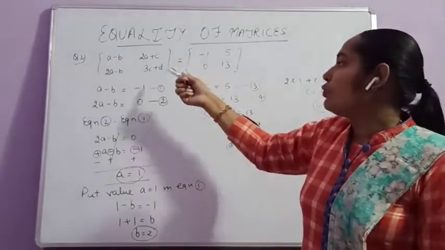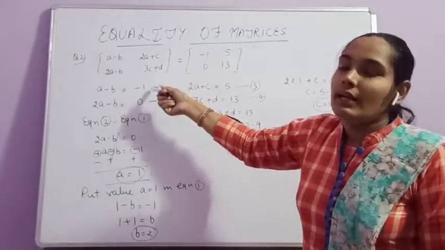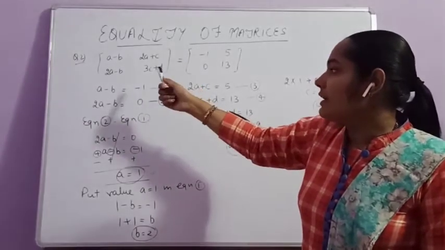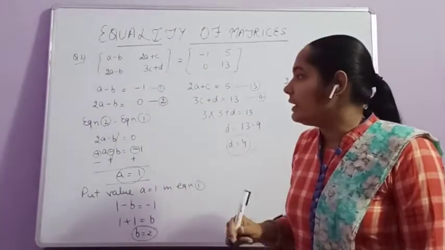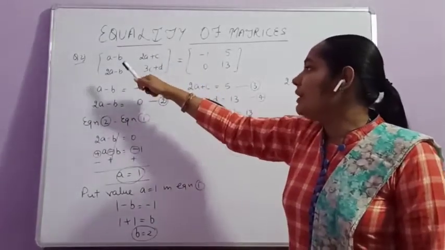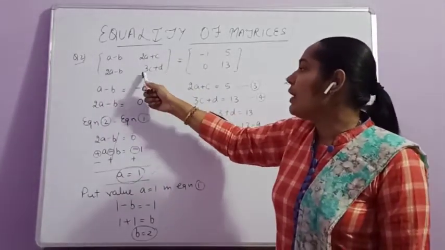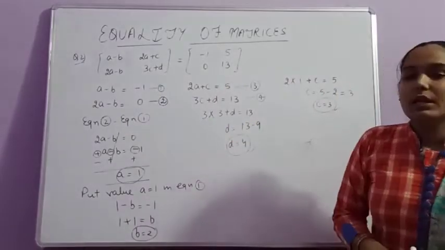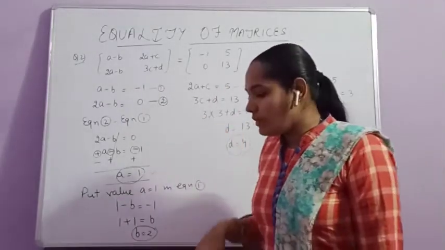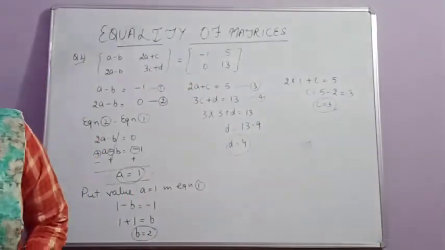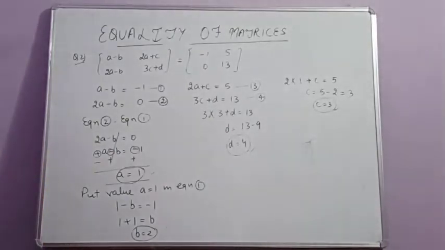Clear? If two matrices are equal, then their order must be same and their corresponding elements are equal. a minus b is equal to minus 1, 2a plus c is equal to 5, 2a minus b is equal to 0 and 3c plus d is equal to 13. By solving these four equations, we can find out the value of a, b, c and d. Clear?